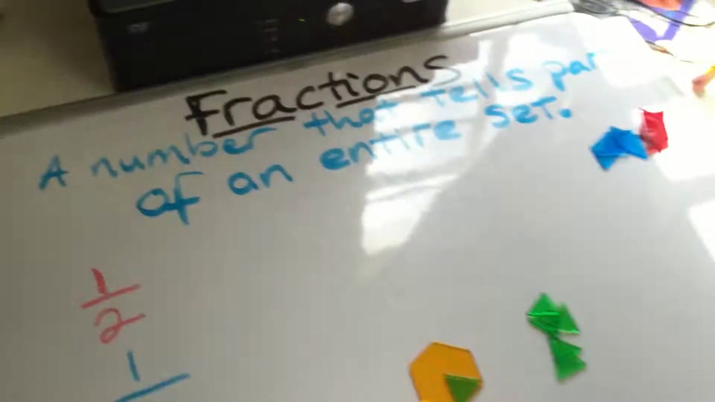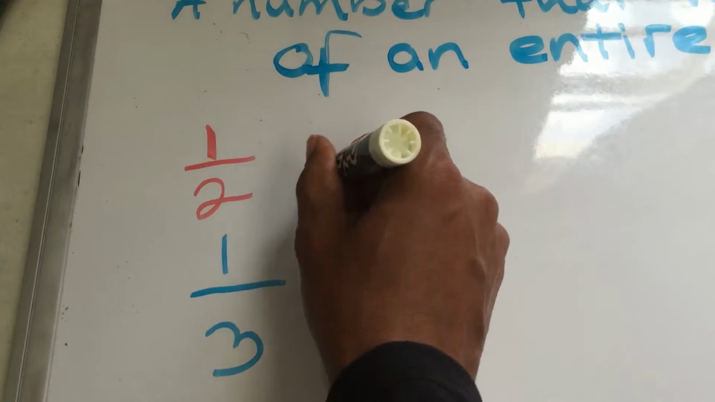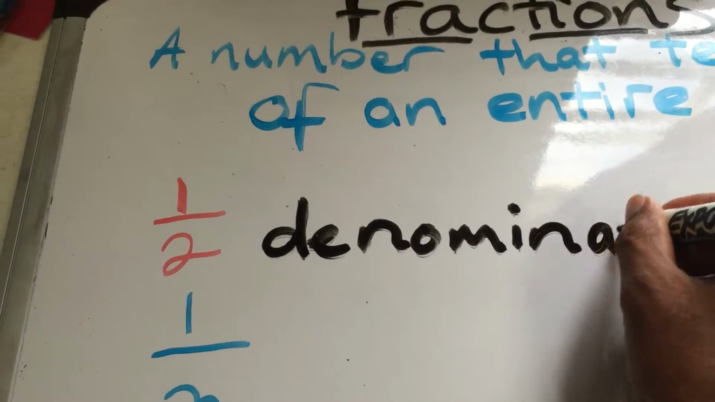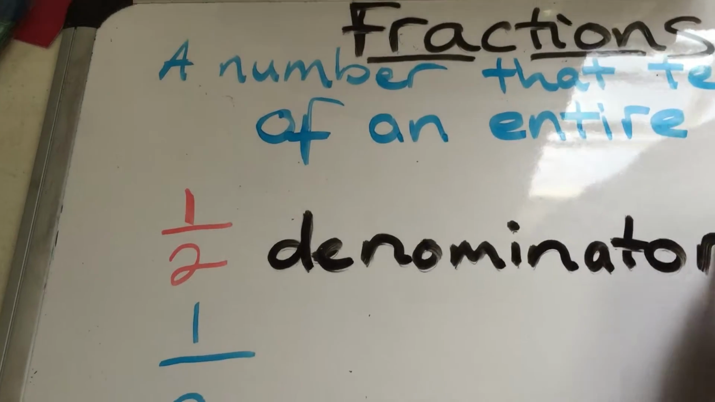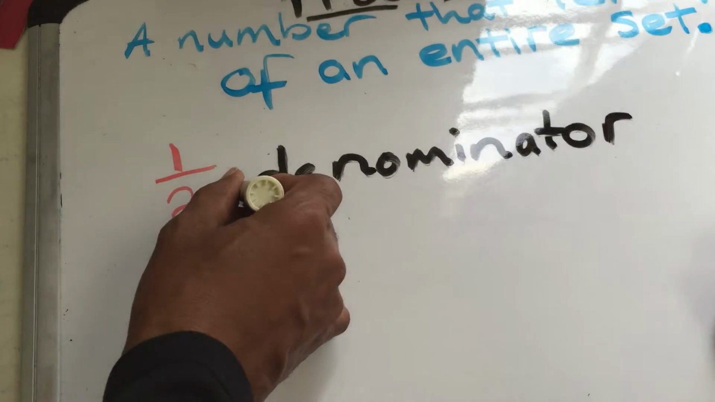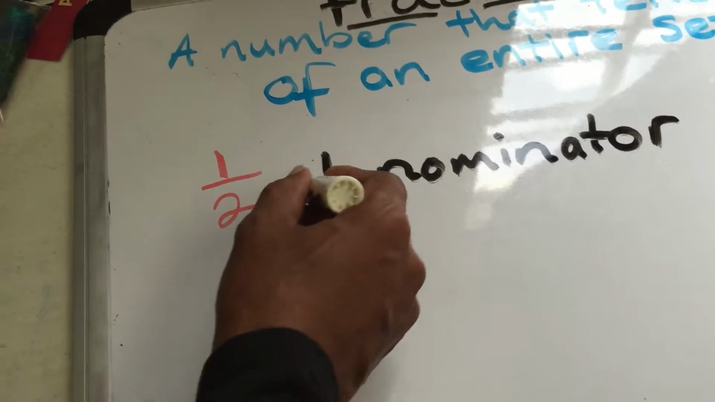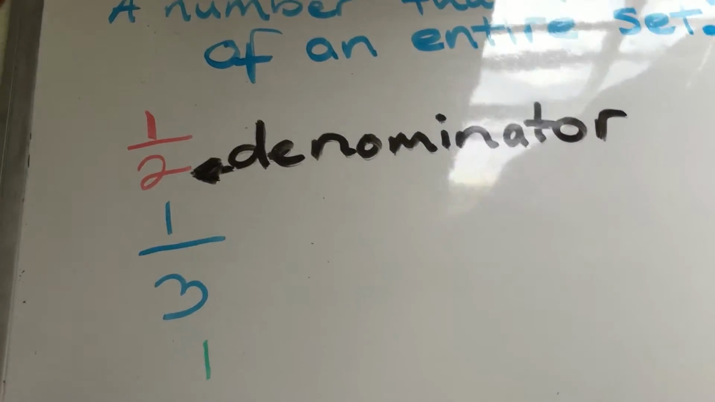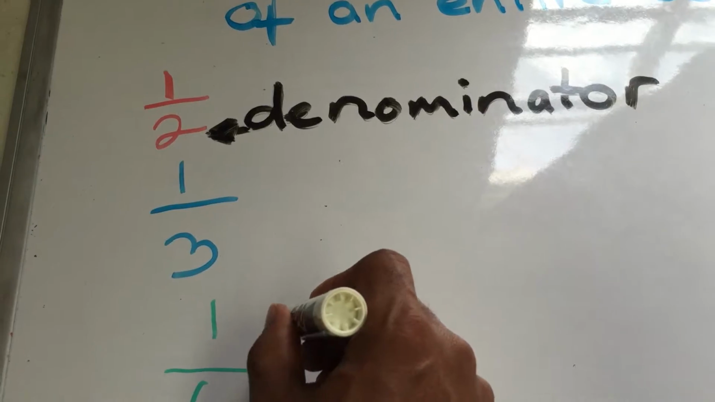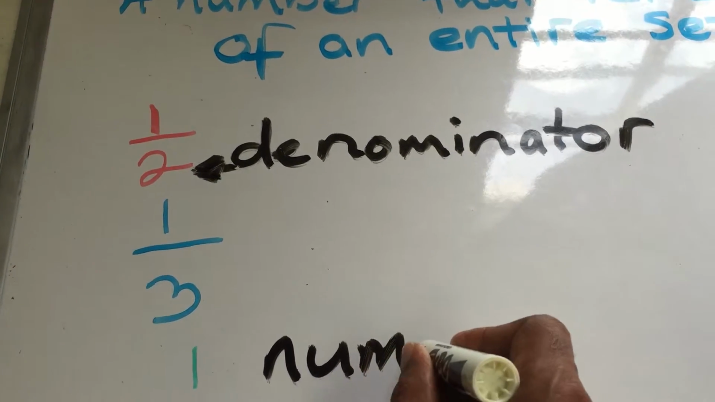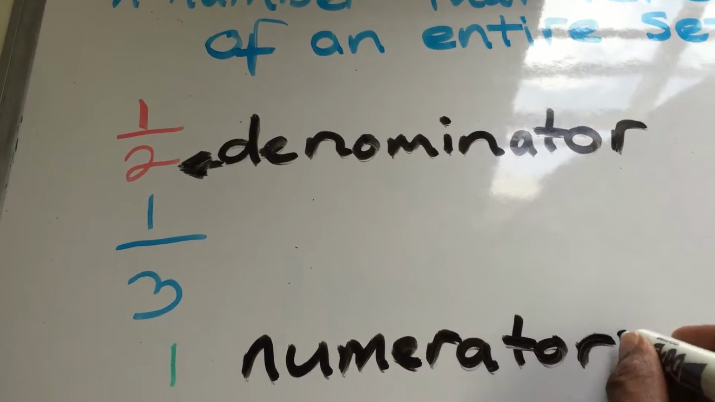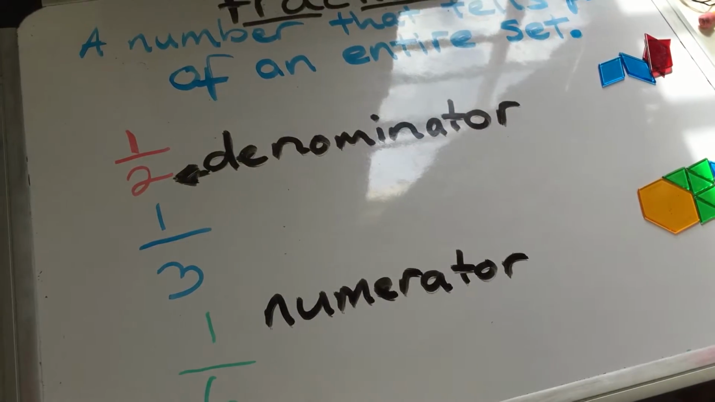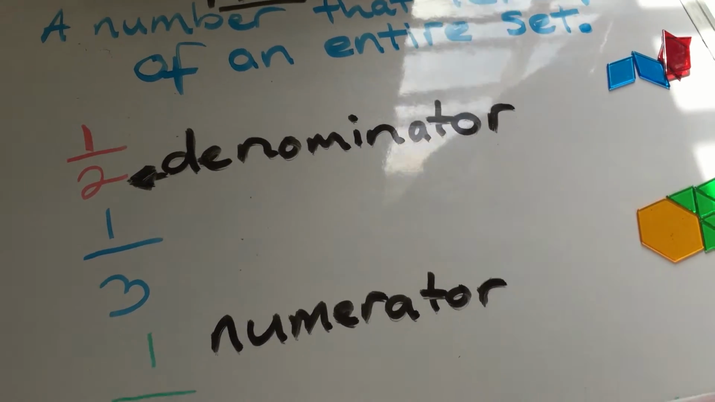Just for remembering, when we're writing fractions, a fraction always has a denominator, and the denominator tells you how many pieces there are that will give you one whole. On the top you have a numerator, and the numerator tells you how many of the parts or set are being used. So you have the denominator and the numerator.